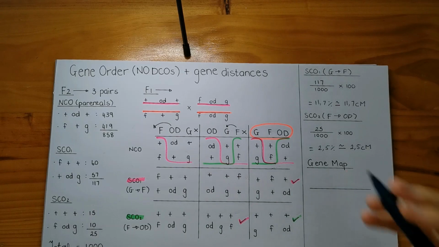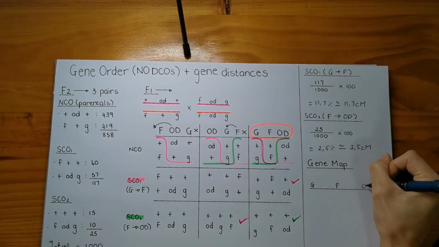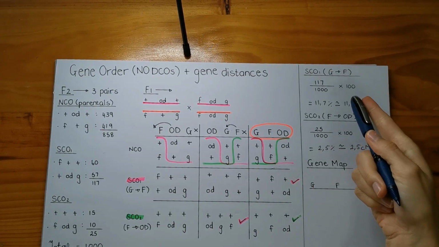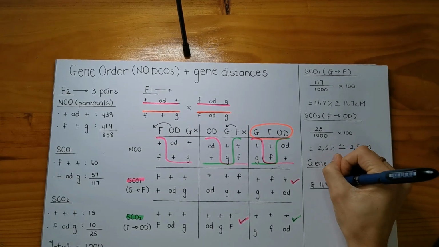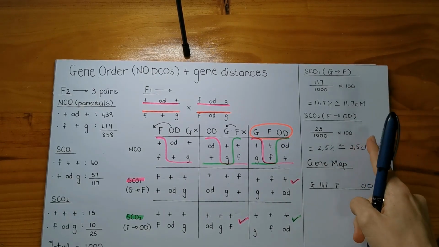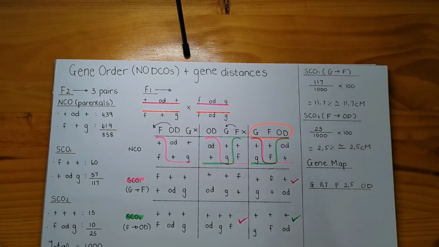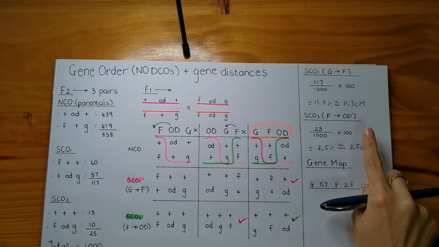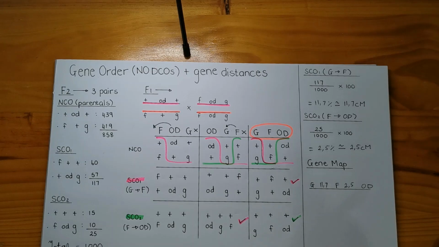So our gene order is G, F, OD. And I know for a fact that there's 11.7 centimorgans between G and F, so I just write it down. And then I know that there's 2.5 centimorgans between F and OD. So those are your distances. That's how you write out a gene map. That's how you do your calculations when you're dealing with single crossovers and no double crossovers.